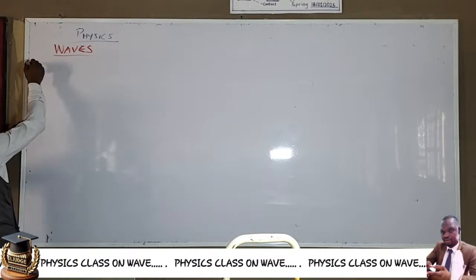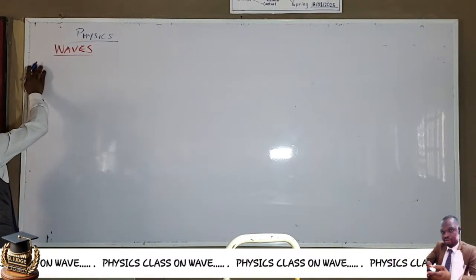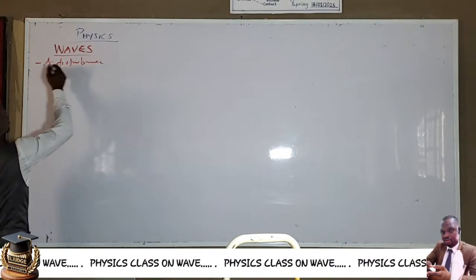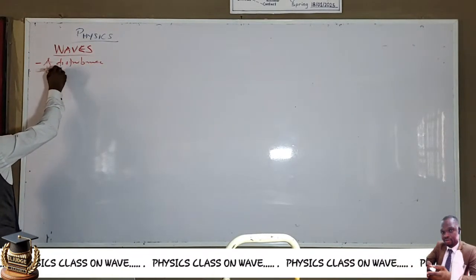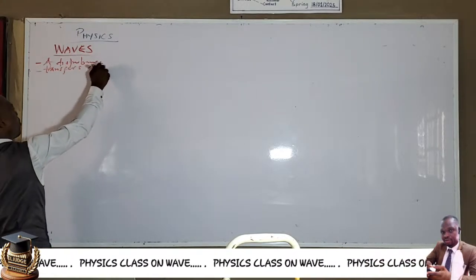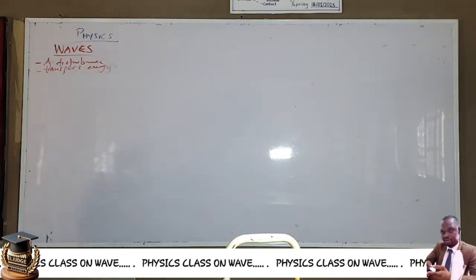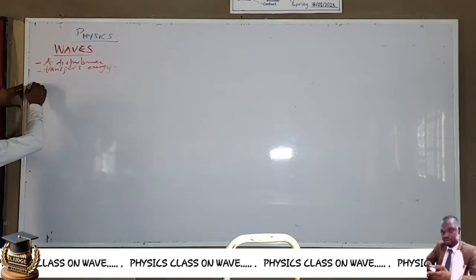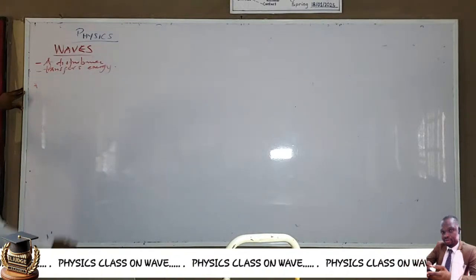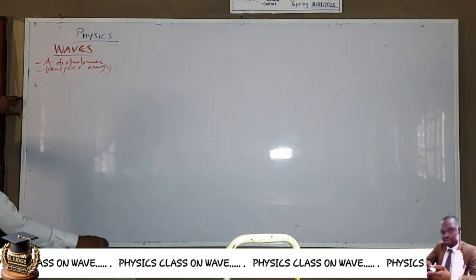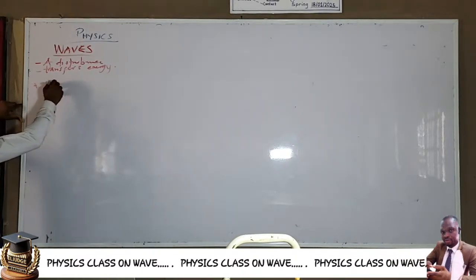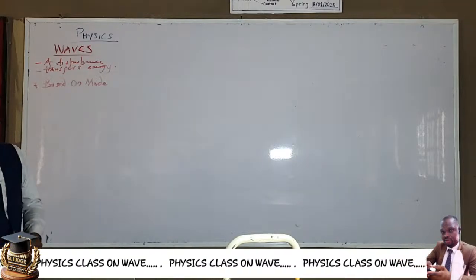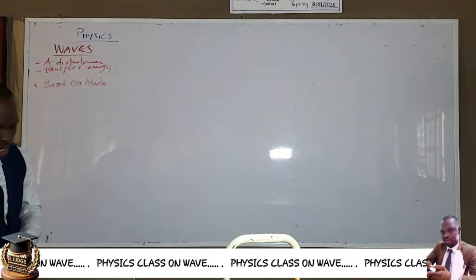So we have different types of waves. It's a disturbance that transfers energy from one point to another without the permanent displacement of the medium itself. So we have a classification of waves. We should know that for waves, we have two types based on mode of propagation.